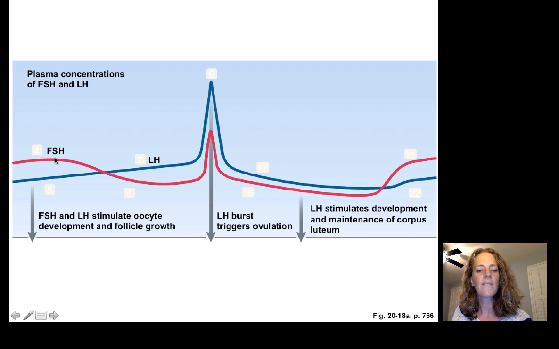So here are the FSH and LH levels during day 0 to 14. So that is stimulating oocyte development and follicle growth from day 0 to 14 until the follicle grows enough that an LH burst occurs, and then ovulation will happen day 14 to 15. And then after that, the LH and FSH will go way down because they're going to be inhibited by progesterone until another cycle begins.